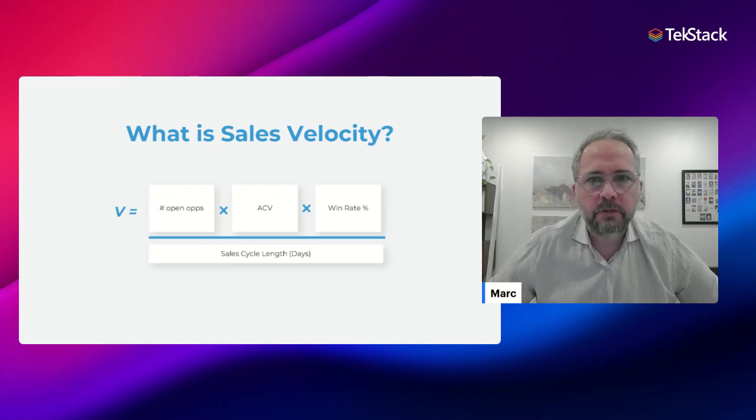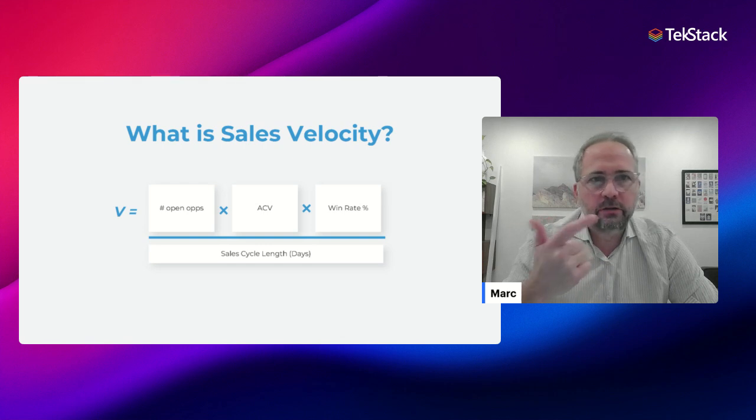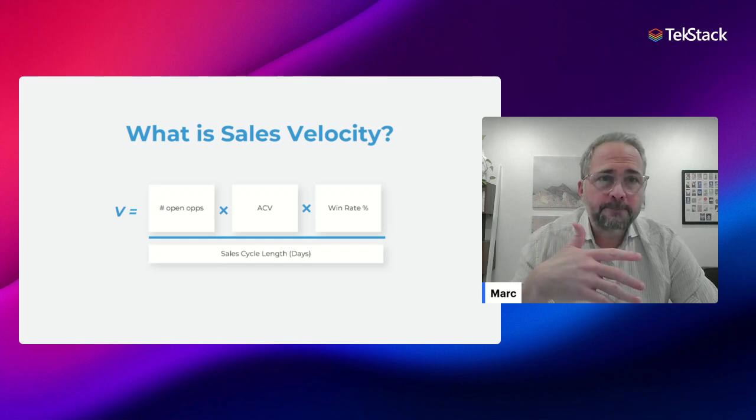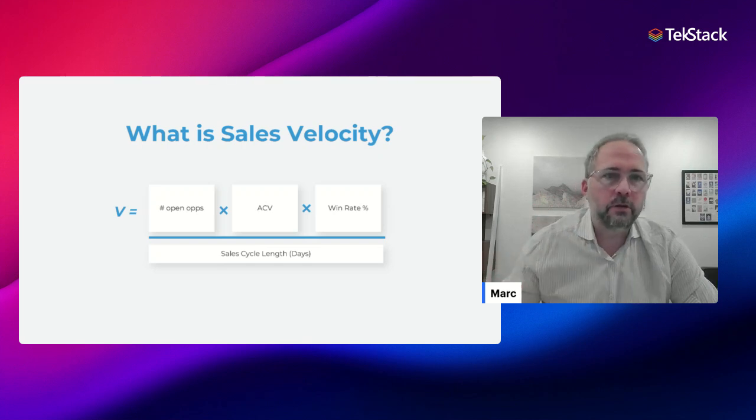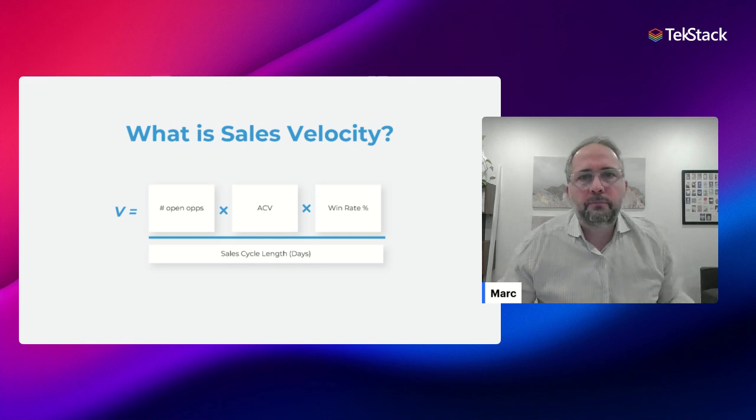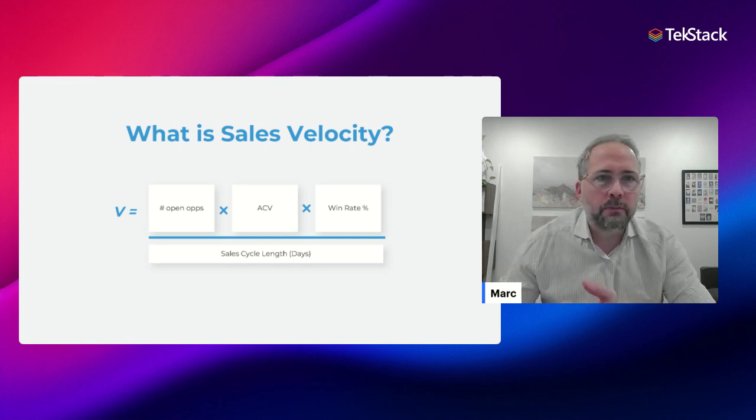Very simply, it's the number of open opportunities that you have in the funnel, times the average deal size. I'm going to use the average contract value here, but it's the deal size that's on the opportunity. And we can talk about that after. Like, what number are you throwing on the opportunity? Calculate that times your win rate, all over how long your deals take to close, your sales cycle length.